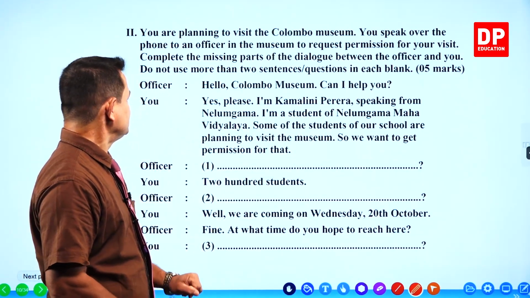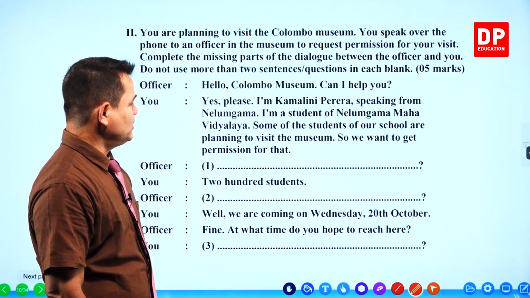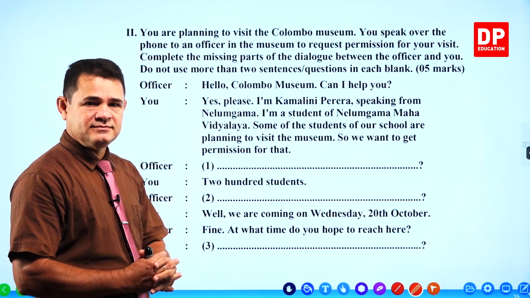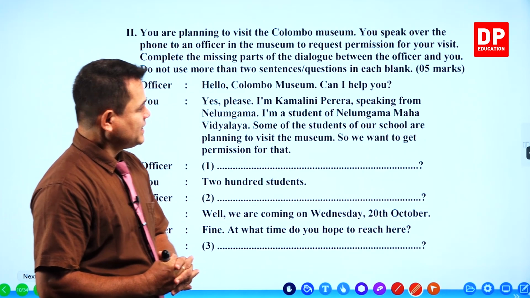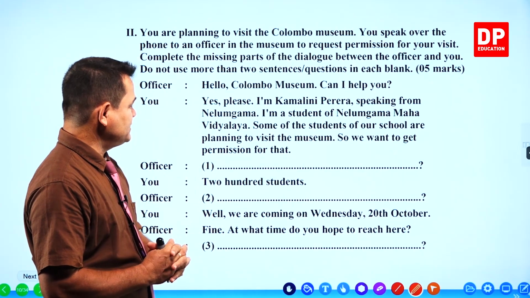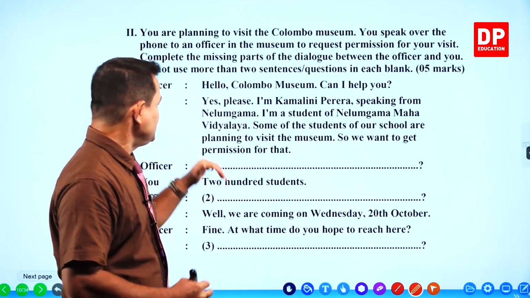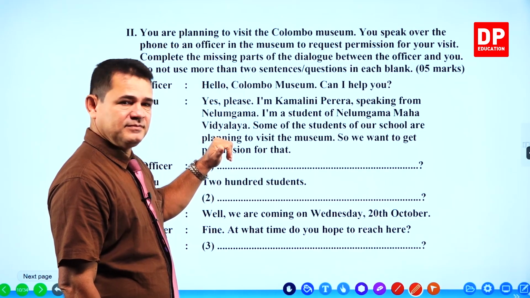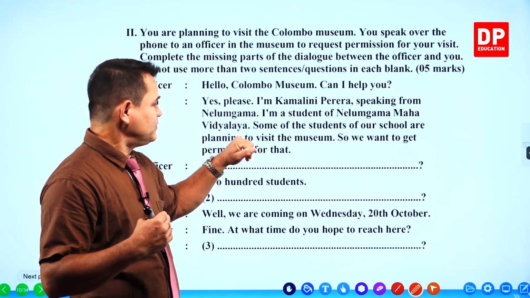5 marks for this. Now see the telephone conversation, right? Officer says, hello, Colombo Museum. Now see the way of starting the telephone conversation. Can I help you? Then you, yes please. I am Hamalini Pereira, speaking from Nelungama. You tell about your name and where you are from.